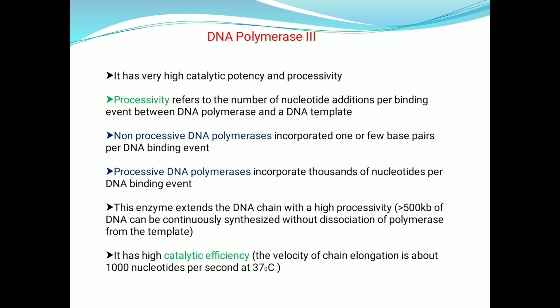More than 500 kilo base pairs of DNA can be continuously synthesized without dissociation of polymerase from the template, and it has high catalytic efficiency. What is the meaning of catalytic efficiency? It is that the velocity of chain elongation is about 1000 nucleotides per second at 37 degrees centigrade. Per each second, it can add 1000 nucleotides. That's why it has high catalytic efficiency.